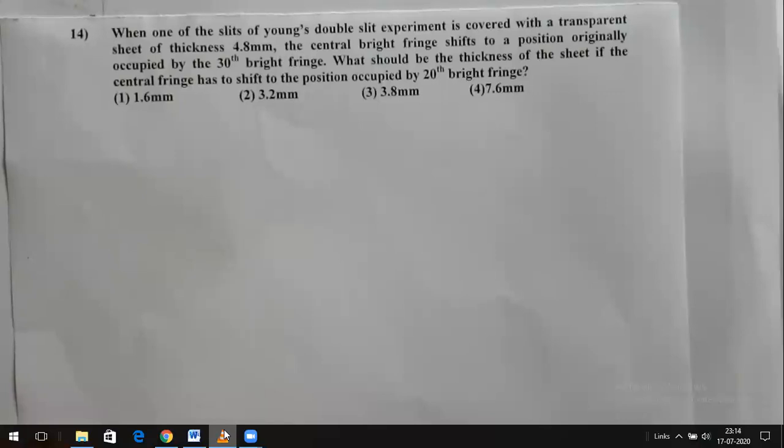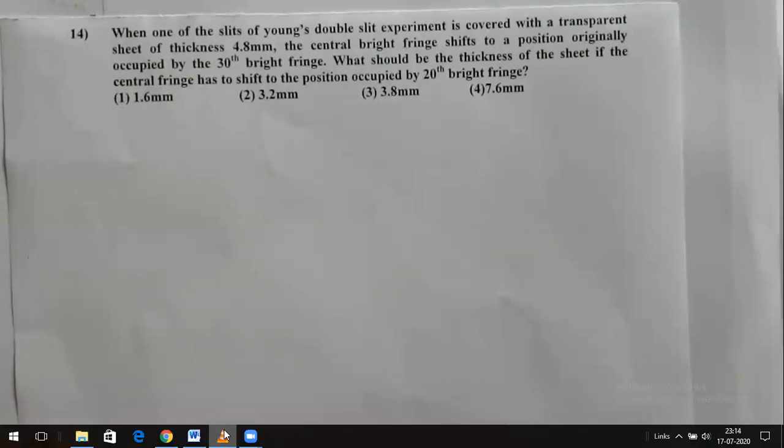All the fringes will get shifted to a position. The originally occupied positions of the fringes will not be found later after introducing that transparent medium to one of the beams. The whole pattern will get shifted. Beta remains the same.